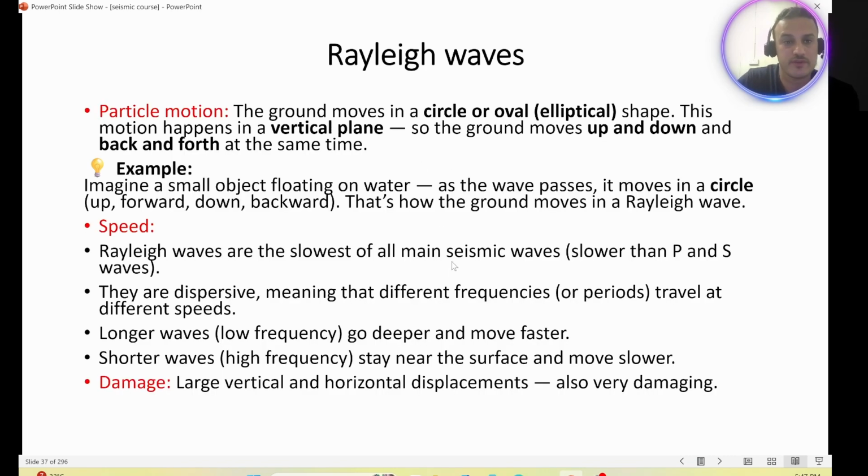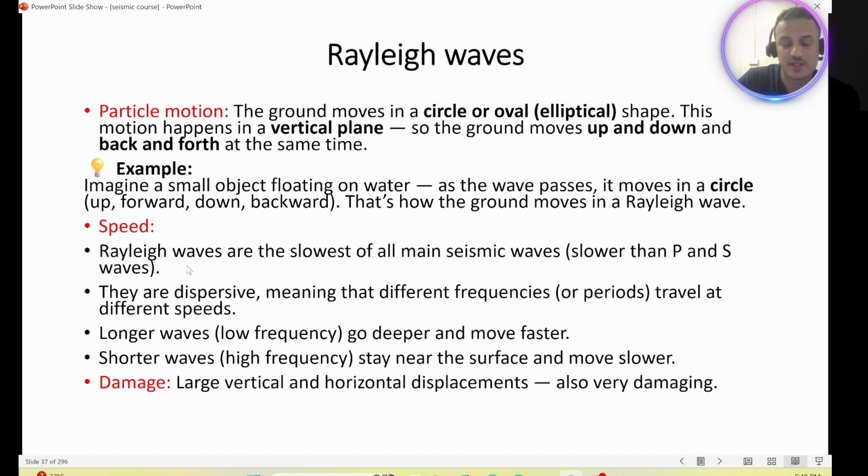We have Rayleigh waves. The ground moves in a circular or oval, elliptical shape. This motion happens in a vertical plane, so the ground moves up and down and back and forth at the same time. So this is not like side to side, it is up and down. For example, imagine a small object floating on water. As the wave passes, it moves in a circle: up, forward, down, backward. That's how the ground moves in a Rayleigh wave.